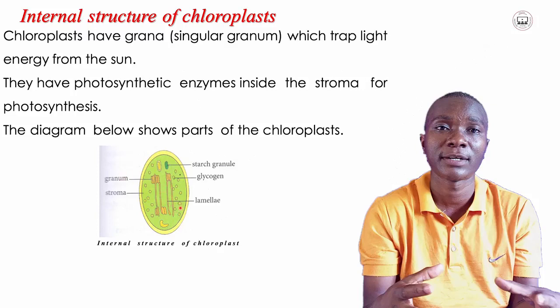Photosynthesis. So this is the diagram that shows the parts of the internal chloroplast. We have the starch granule, the glycogen, the lamellae, the granum, and the stroma. This is the internal structure of the chloroplast. You are supposed to be familiar with it, and more especially, you need to know the function of the chloroplast. This is the end of our lesson today. But before I finish, you are supposed to watch this summary video clip of what we have learned.